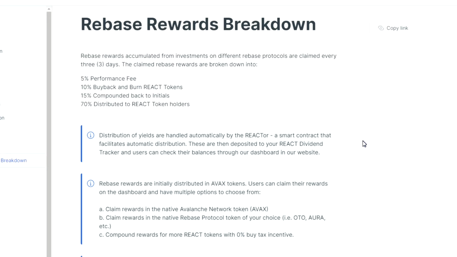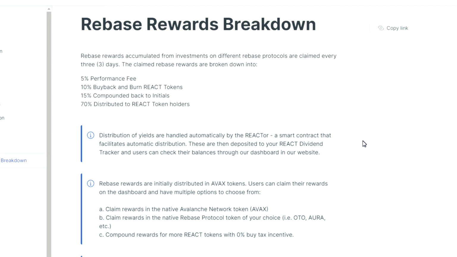React token holders. Just to simplify this, whenever they invest in these protocols, they are gaining rebase tokens, right? Because these are auto rebase and compounding protocols that they are investing in. And what they are doing with these tokens is they are pretty much divvying them up. Most of the bulk is going back to all of the holders, so that is a good thing. Every 3 days, you get pretty much dividends of the projects that are invested.